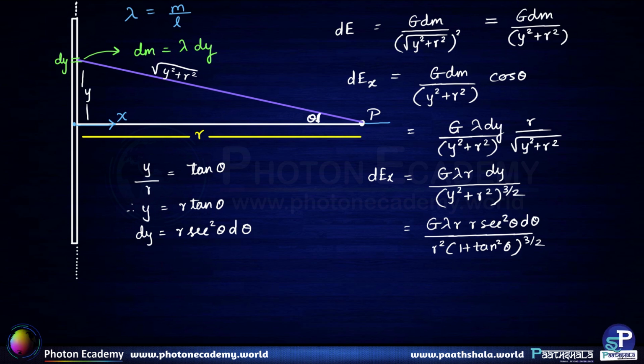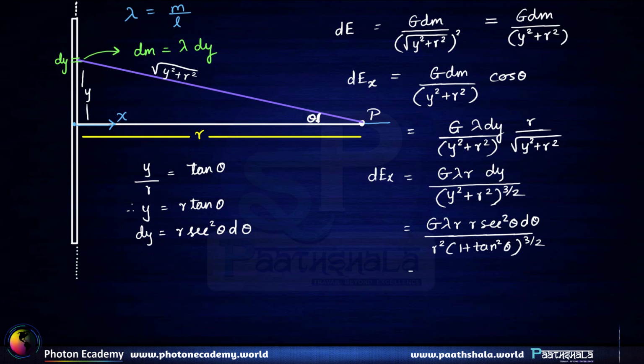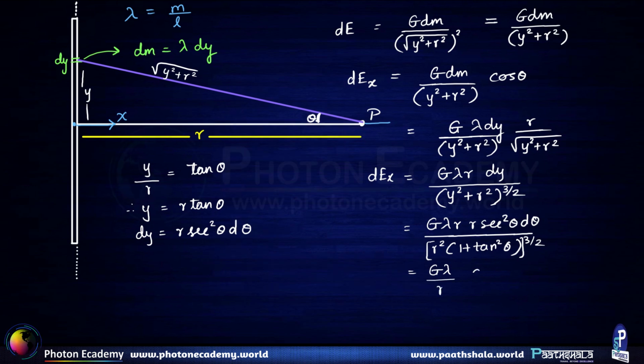So sec square theta upon sec cube theta is going to give you 1 upon sec theta. So in the numerator you will get cos theta, and r square is going to get cancelled, leaving only one r in the denominator because there is effectively r cube in the denominator. So after the mathematics, you are going to get G lambda upon r cos theta d theta. That makes it much easier to integrate.